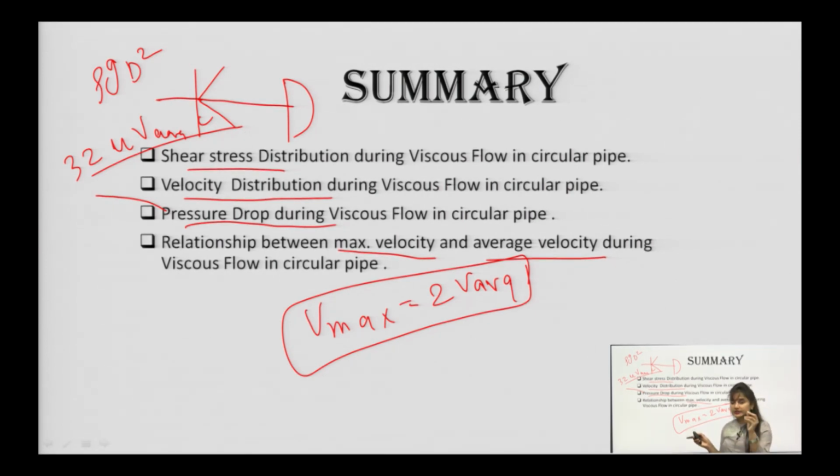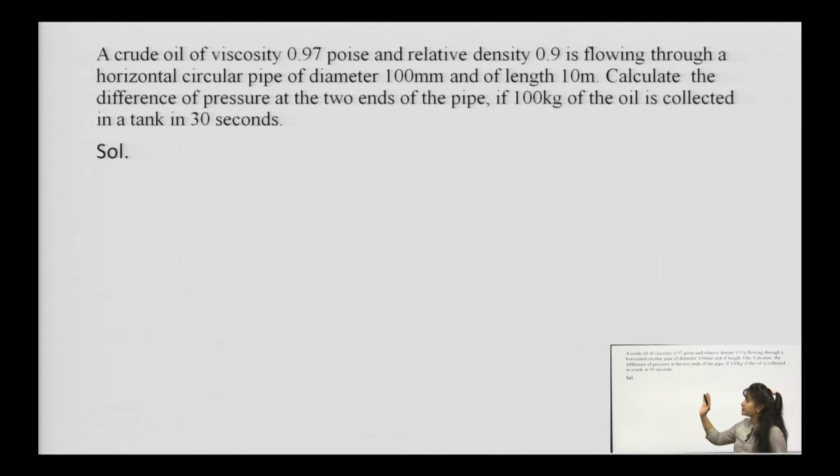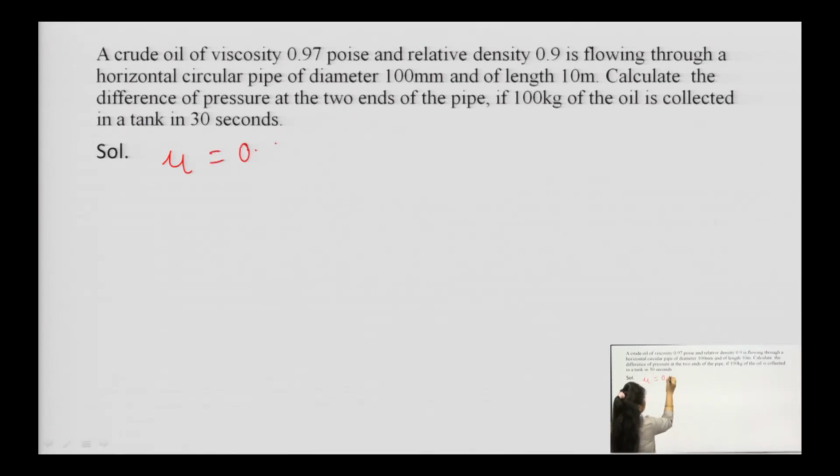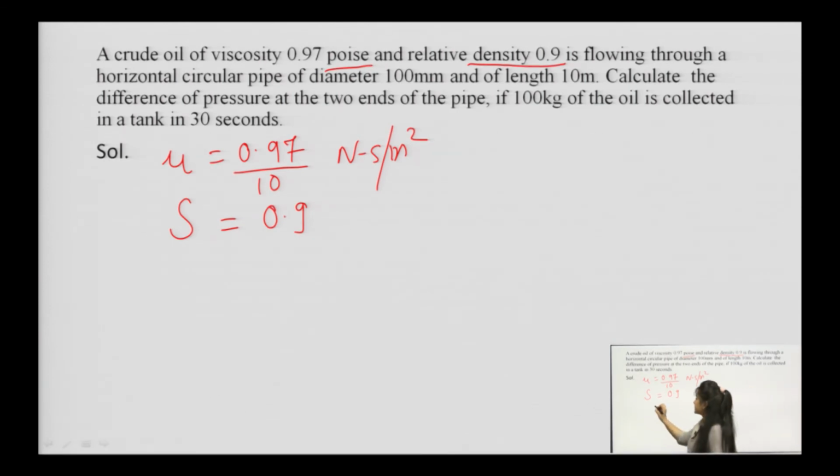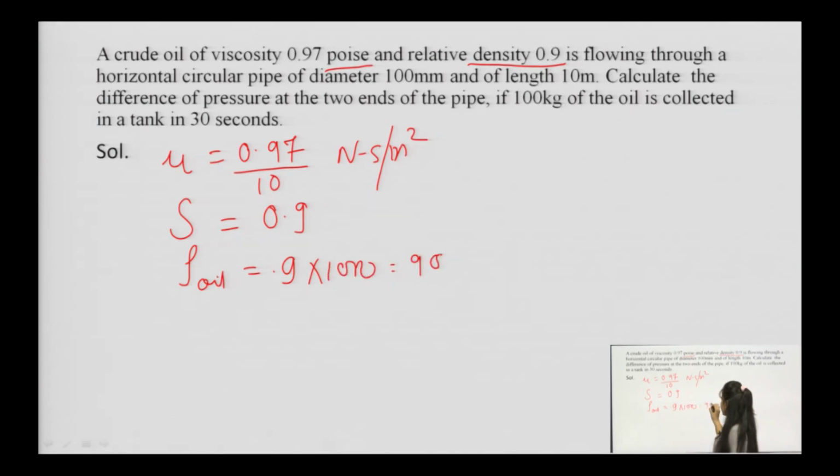Now, we can go for a very simple numerical, so that the mathematical relationships we have derived can be utilized in a good setup. Read the question: a crude oil of viscosity mu is 0.97 poise. After converting into Newton second per meter square, it is divided by 10. It has a relative density, or specific gravity, of 0.9. With the help of specific gravity, you can calculate the density of crude oil by multiplying with the density of water, 1000, so it is 900 kg per meter cube.